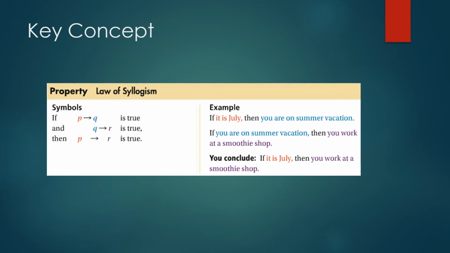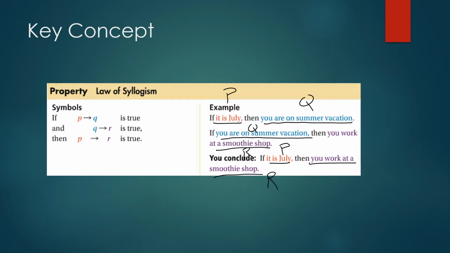So an example is, if it is July, then you are on summer vacation. And if you're on summer vacation, then you work at a smoothie shop. So what conclusion can I draw? Well, I could say that if it's July, then you work at a smoothie shop. So they're saying P implies Q, but Q implies R. Therefore, P must imply R. We're cutting out the middleman of Q. P implies Q, Q implies R, therefore P implies R. That is the law of syllogism.